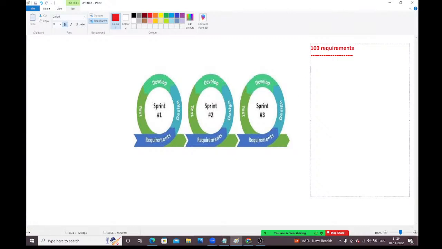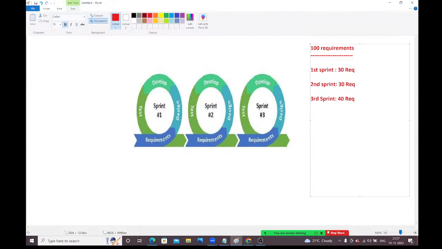See, the total 100 requirements I am going to divide into 3 sprints. As the first sprint, I'm going to deliver 30 requirements. As the second sprint, I'm going to deliver 30 requirements. As the third sprint, I'm going to deliver 40 requirements, guys. Total how many requirements? 100 requirements.